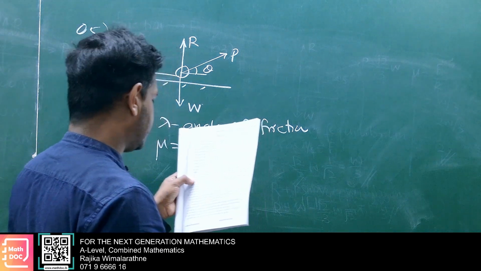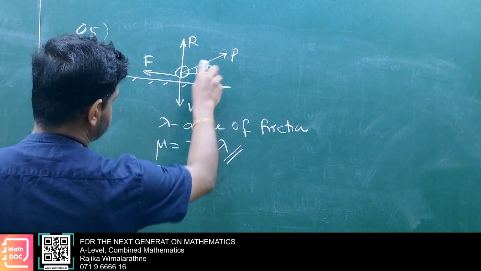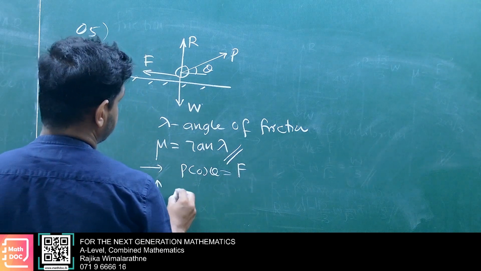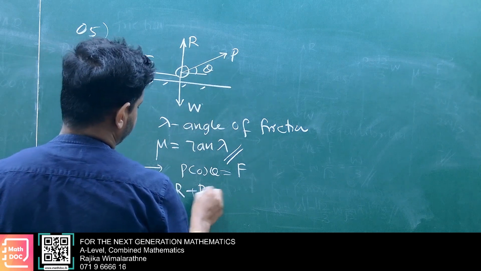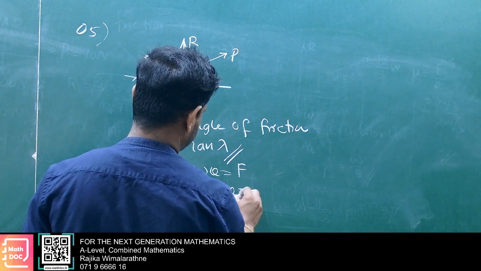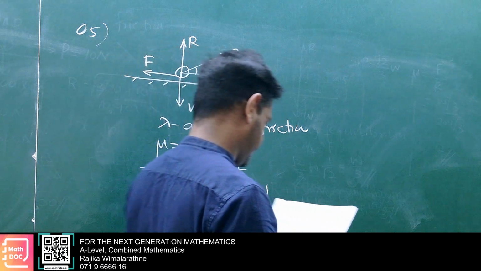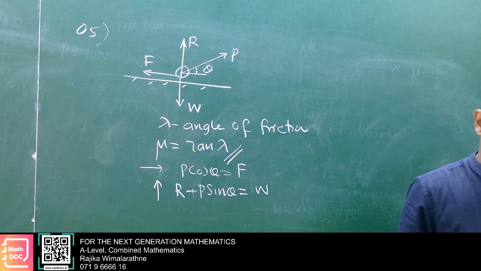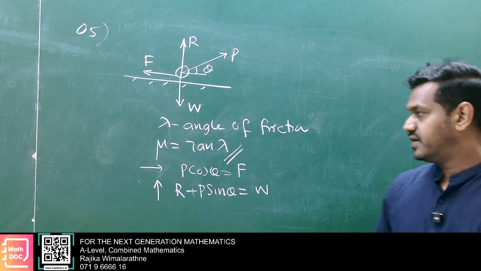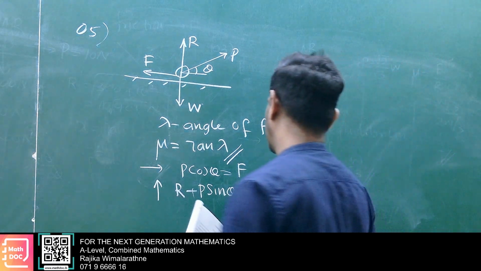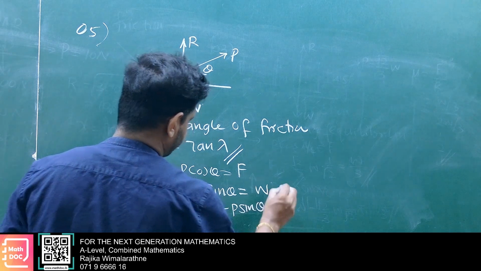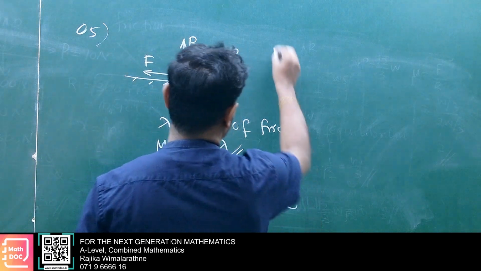Prove that the minimum force required to move the particle. Now consider horizontal force: P cos theta equals F. Consider vertical force: R plus P sin theta equals W. Now the R value equals W minus P sin theta. Here equation 1, here equation 2.